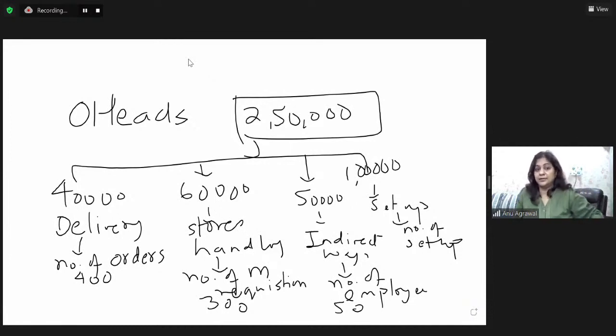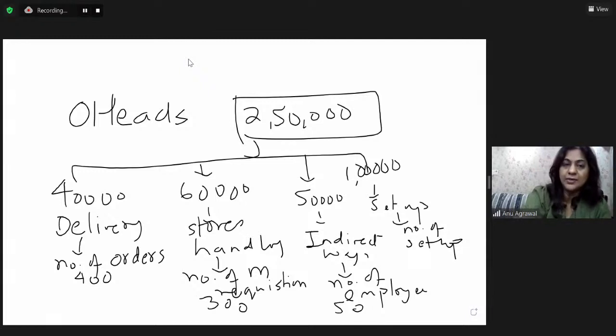Similarly, we realized that store handling expenses are happening because every time a requisition is placed, expenditure is incurred. So we said that, okay, the cost driver behind store handling happens to be the number of material requisitions. Similarly for indirect wages, similarly for setup.